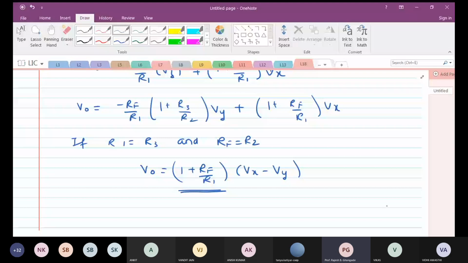Any doubts? Any questions till this point? Now try to solve, try to derive on your own whatever we have seen in the class, and then the concept will be concretized.